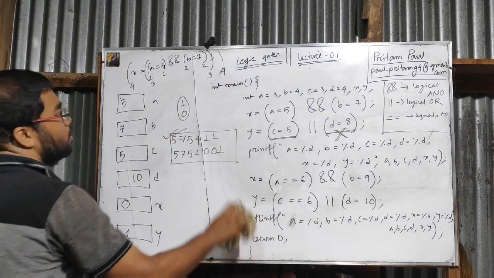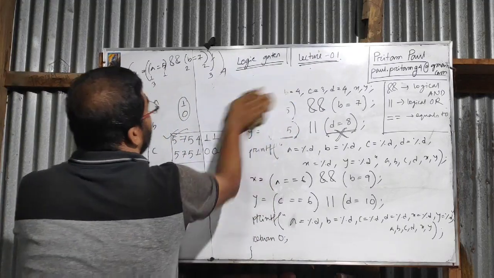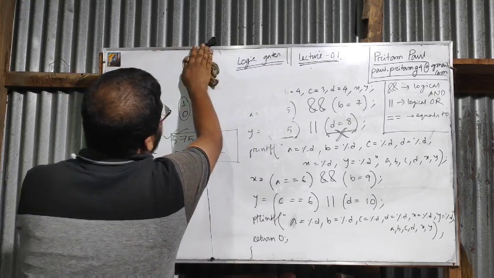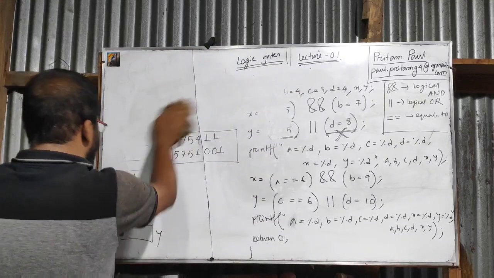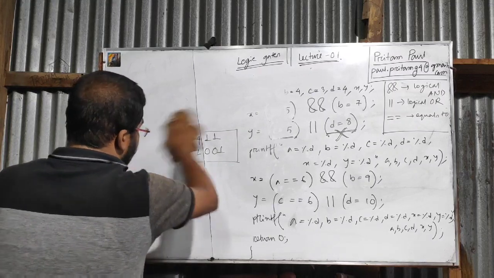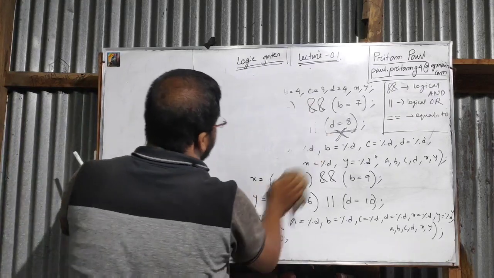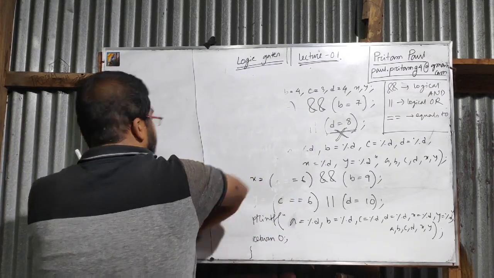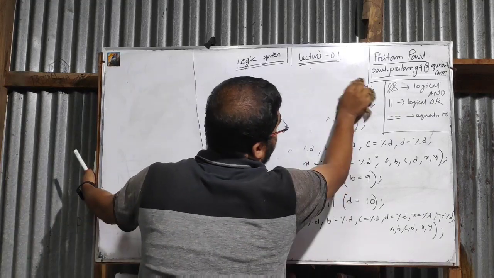So this is all about AND logic and OR logic in programming. In this way, AND logic and OR logic have been implemented in programming. So I guess it is clear to you all.